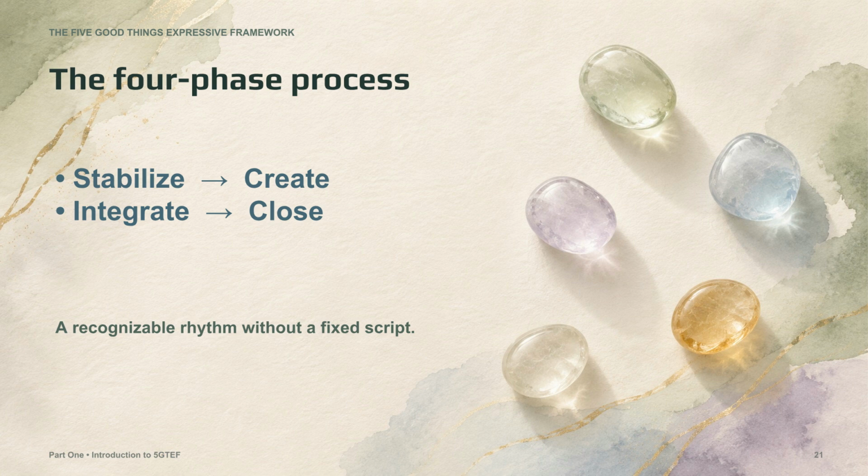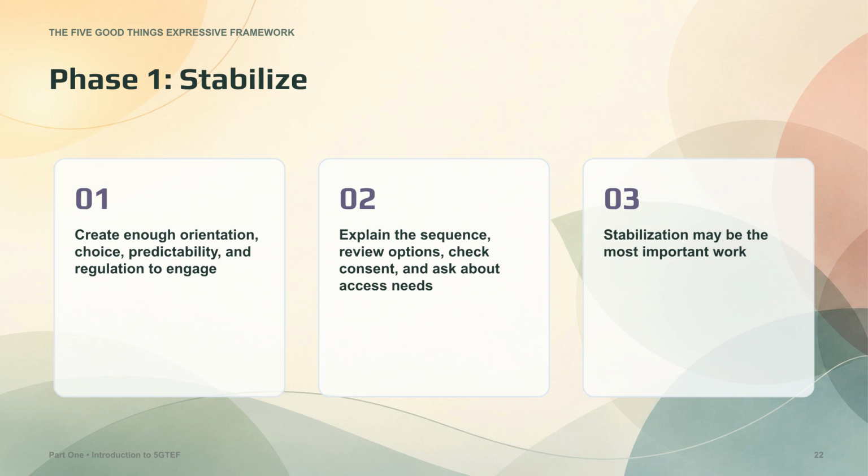The process is organized into 4 phases: stabilize, create, integrate, and close. This provides a recognizable rhythm and predictability, which is especially important for trauma-informed care, without requiring a rigid or fixed script. Phase 1 is stabilize. This involves creating sufficient orientation, choice, and regulation for the participant. Stabilization is a foundational, and sometimes the most important, part of the session, ensuring the participant feels safe enough to engage.